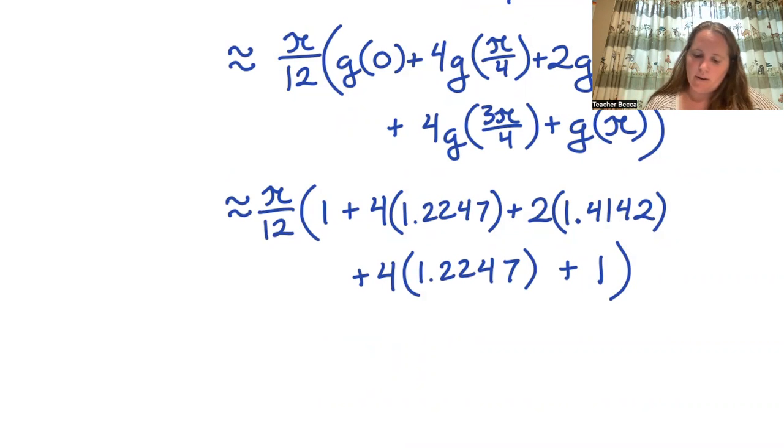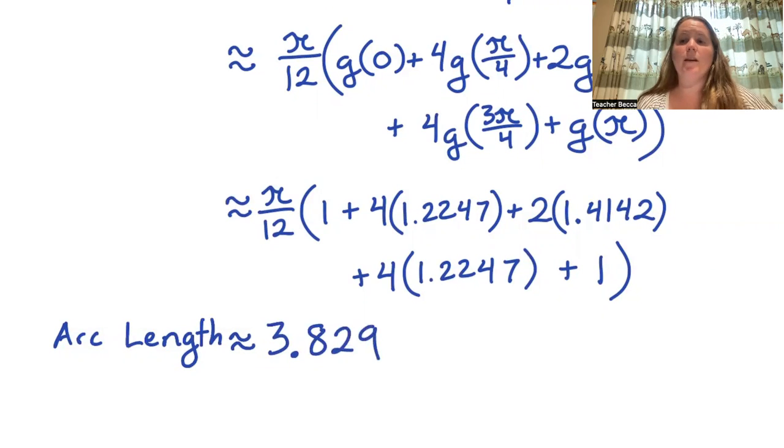So again, we have our arc length is approximately pi over 12 times 1 plus 4 times about 1.2247 plus 2 times 1.4142 plus 4 times 1.2247 plus 1. Plugging that into a calculator, we get that our arc length is approximately 3.829 or 3.83. So this allows us to do an approximation for our arc length when we cannot do the integral just by hand using integration theory.